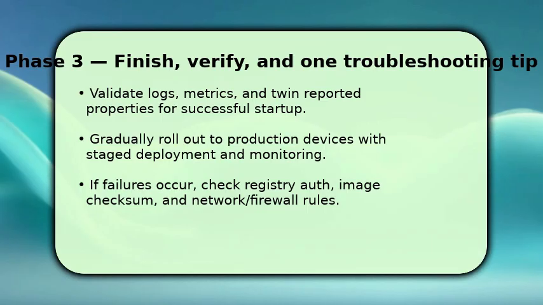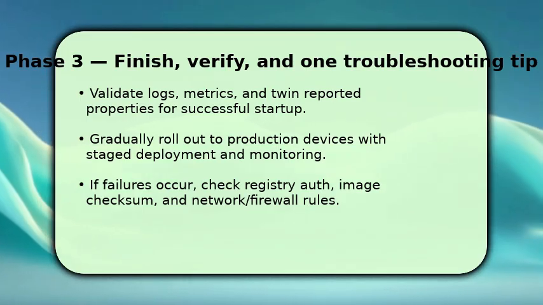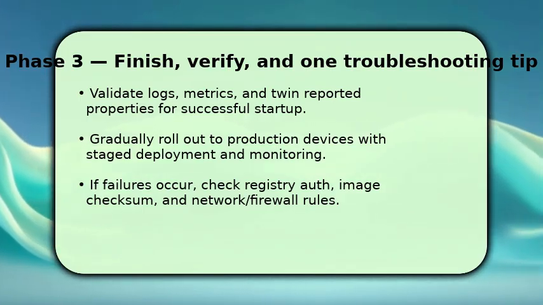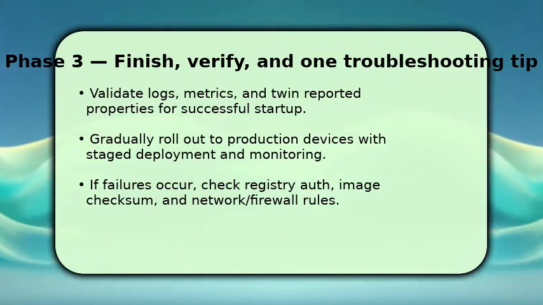If something goes wrong, the most common fixes are rechecking registry authentication, verifying the image checksum, and confirming network or firewall rules aren't blocking container pulls or IoT Hub endpoints.